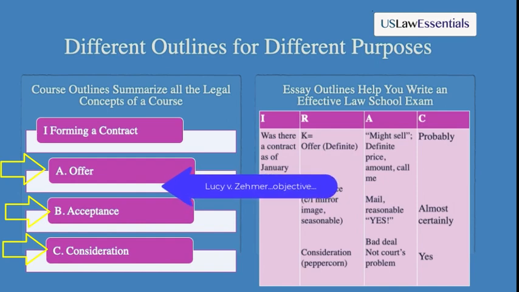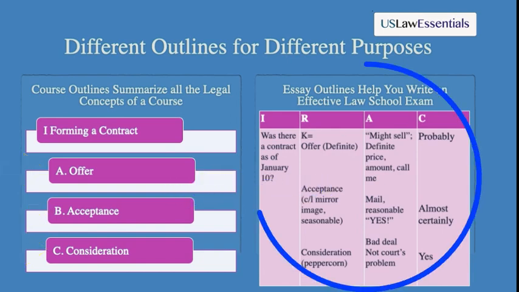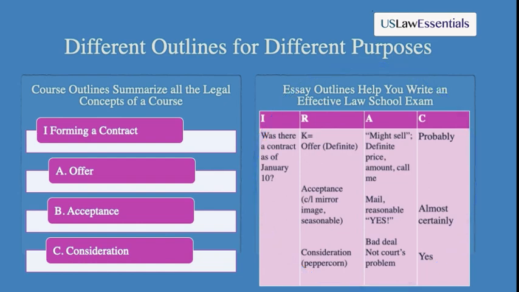And of course we would expect that underneath each of these subheadings there would be additional bullet point information. So for example, under offer, we would expect to see some of the key cases that deal with formation of a contract where the element of an offer was at issue, and we would expect to see certain key holdings from these cases. On the right, though, we have something different. I'm going to call this a horizontal outline, and the purpose of the horizontal outline is to help us prepare for our essay.